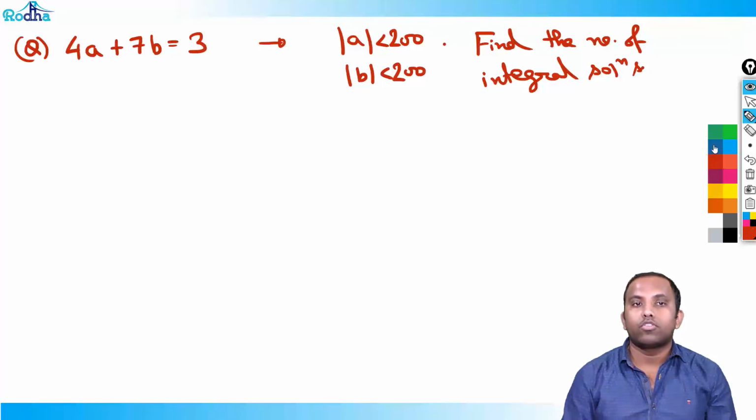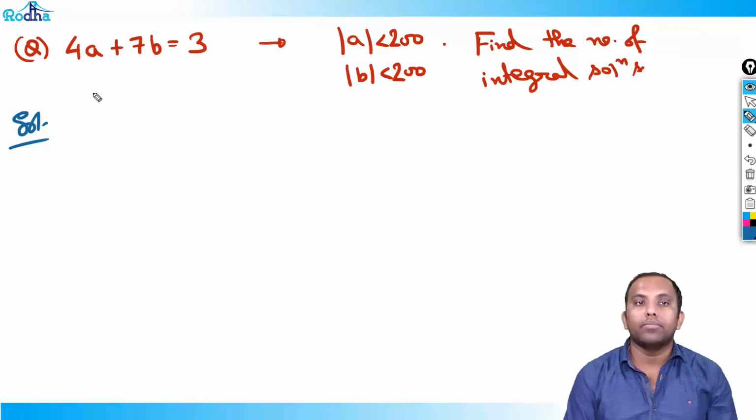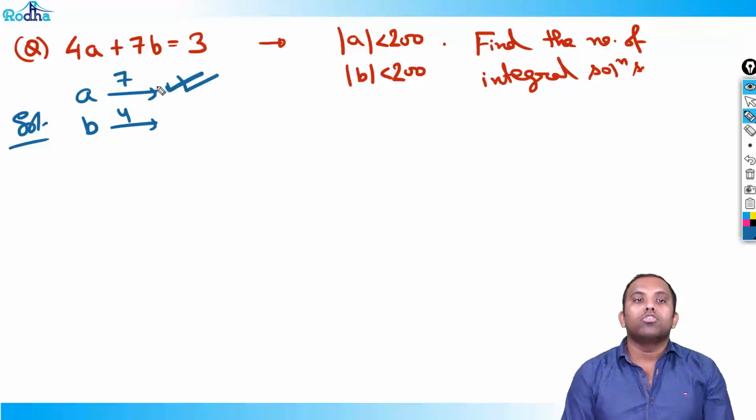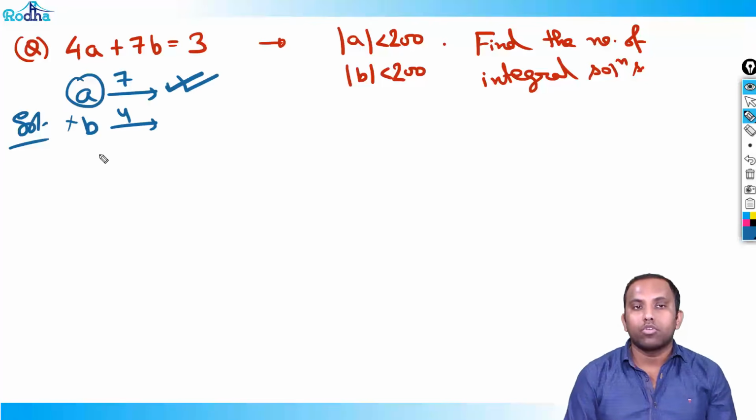Now let's solve it again. Same thing: the first thing we should look at is whether the solution will depend on a or b. a will increase or decrease in steps of 7, and b will increase or decrease in steps of 4. The larger the common difference, the solution depends on that number, because the number of terms is lesser. So the solution depends on a, not b. Keep a on the left hand side.